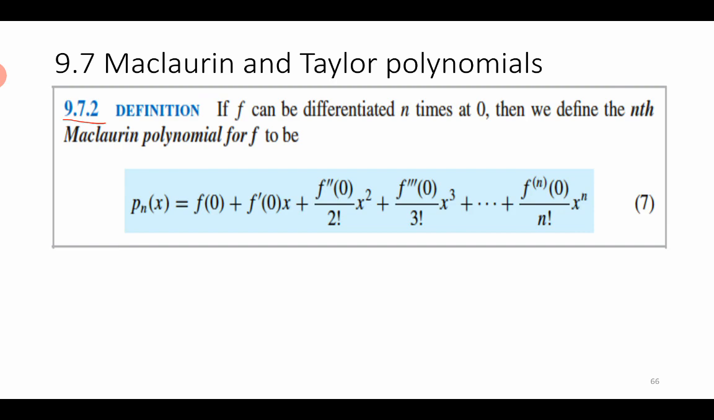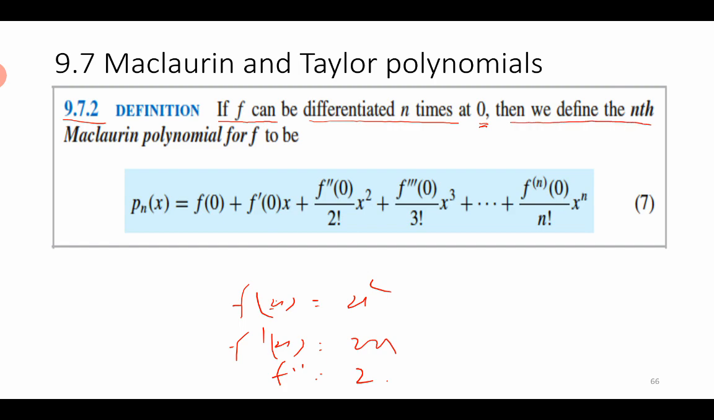A function f can be differentiated n times at a point 0, whatever the function, isn't it? For example, if you write f of x is equal to x squared, you can find f dash of x is 2x, and f double dash of x is 2. So if it is differentiated n times, here it is 2 times, at 0 we can find f dash and f double dash at 0.